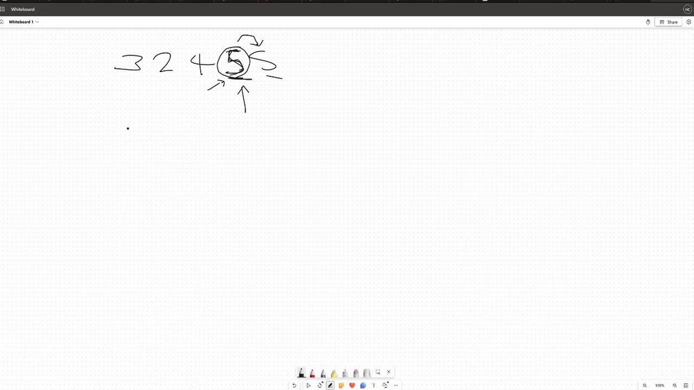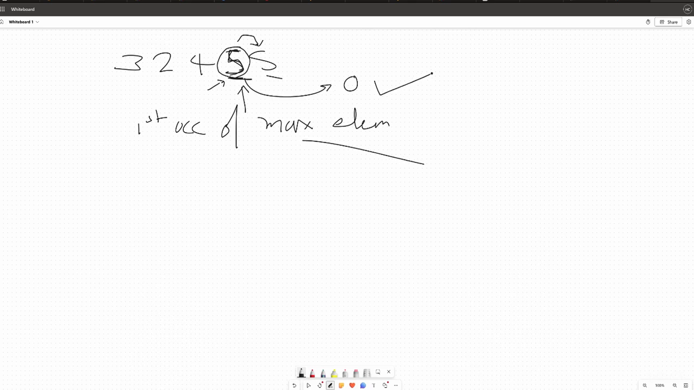Which element will have no competitor? The first occurrence of the max element will have no competitor. Okay, so in this case we can win by deleting zero elements only. So the answer for this will always be zero. Okay, what about the other numbers?